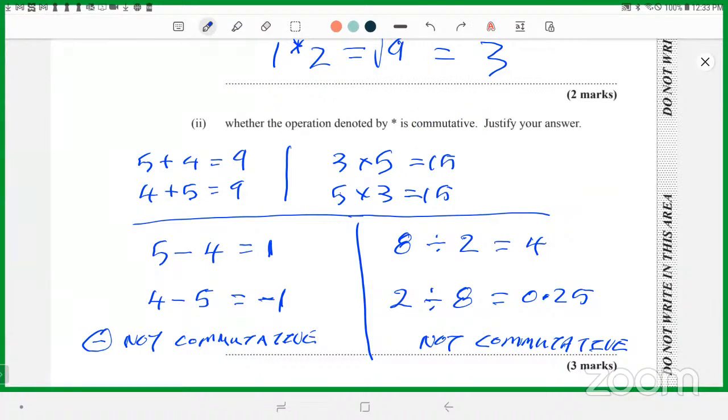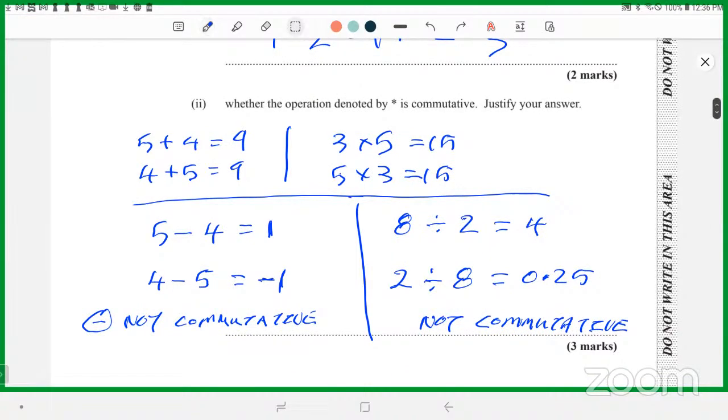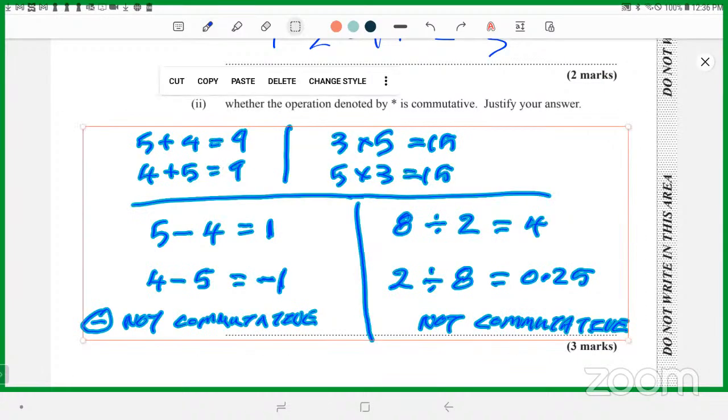Do I understand what the word commutative means now? When you reverse the order of an operation, if the result is the same, it means that that operation is commutative. If the result is different, it means that that operation is non-commutative, or not commutative. So addition is commutative, multiplication is commutative, subtraction is not commutative, and division is not commutative. I just want to make sure you understand the term. Is that my explanation? Yes, sir. All right, good.